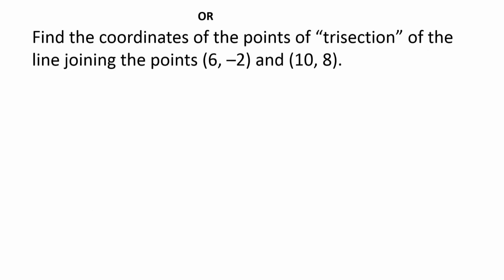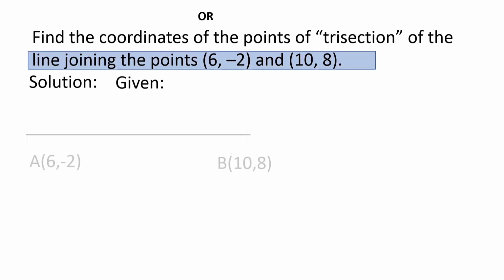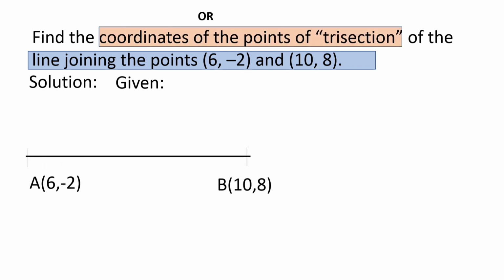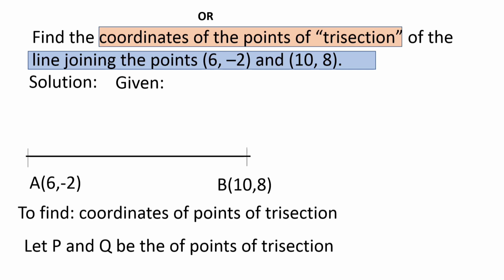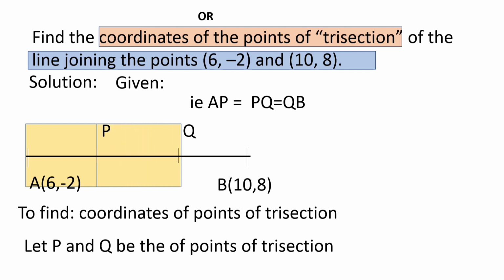Internal choice question is there. Find the coordinates of the points of trisection of the line joining points (6, -2) and (10, 8). What is given here? The line joining points (6, -2) and (10, 8). We have to find the coordinates of the points of trisection. Let P and Q be the points of trisection here, that is AP is equal to PQ is equal to QB.